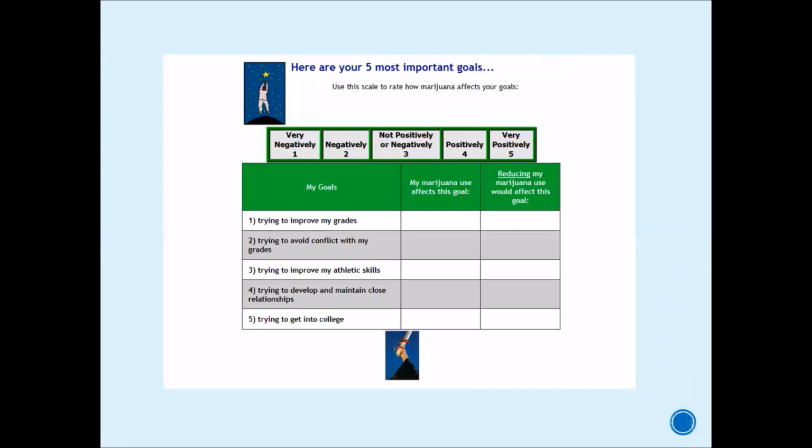And so again, rating those, but then having that conversation using lots of reflective listening and lots of open-ended questions to have them tell you how marijuana use really does fit in with or not with the goals that they have for themselves.